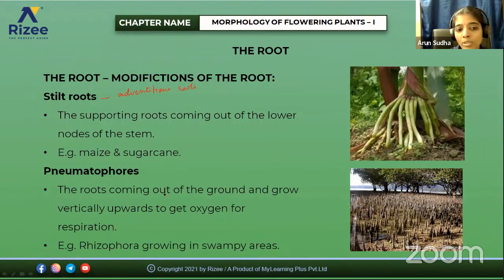There are some roots that come out of the ground. All these roots we saw were mostly under the ground. But here there are some roots coming out of the ground and growing vertically upwards to get oxygen for respiration. These are the nematophores. That is, they come out from the ground to get oxygen. Example, the rhizophora growing in swampy areas. So for getting the oxygen, the roots are coming out. These are the nematophores.